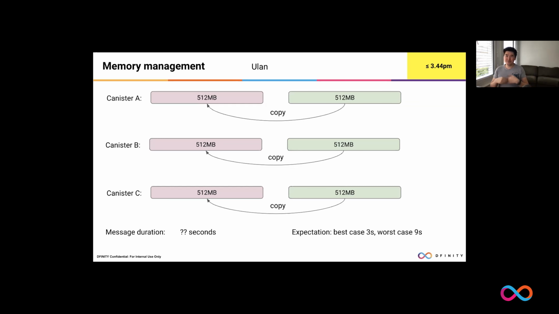Then if there is a bottleneck, assuming that the messages sequentialize with each other and have to be executed interleaved, in the worst case the expectation is 9 seconds. And in the next slide, we see what happens in practice.